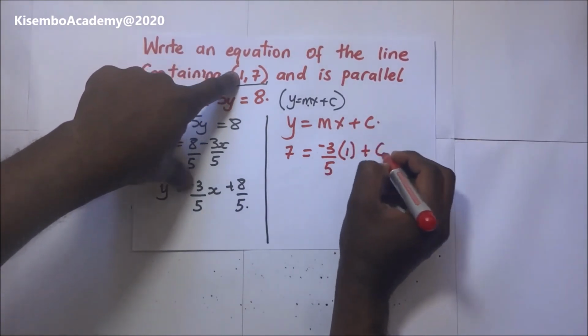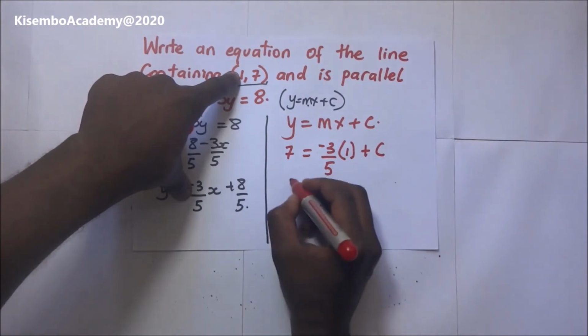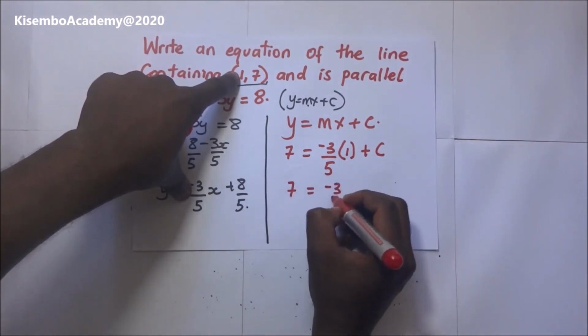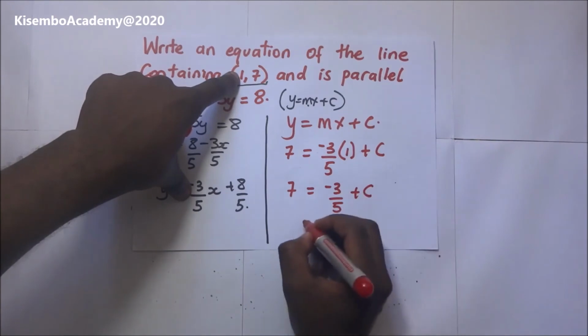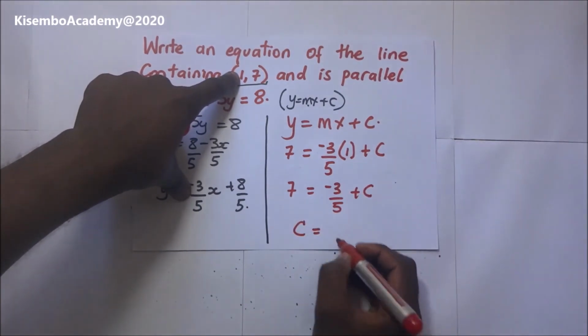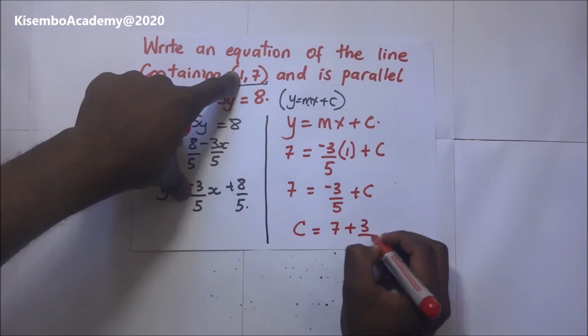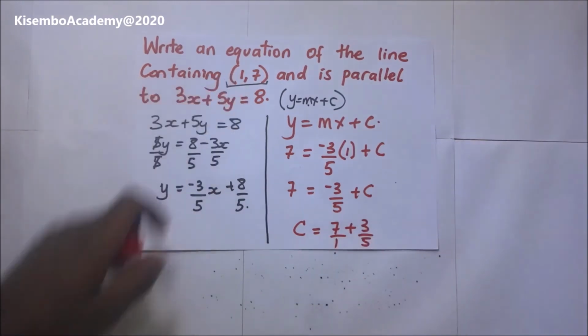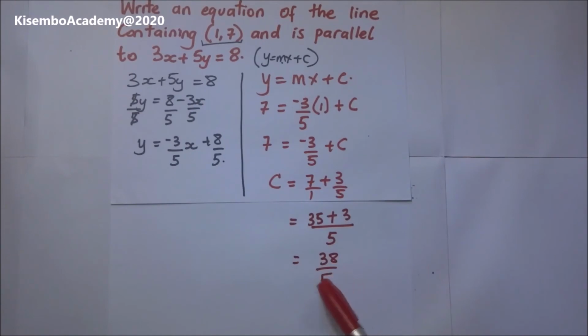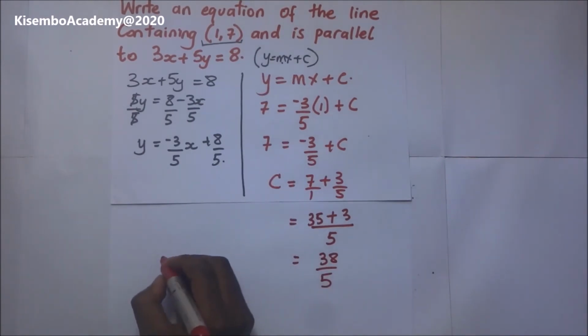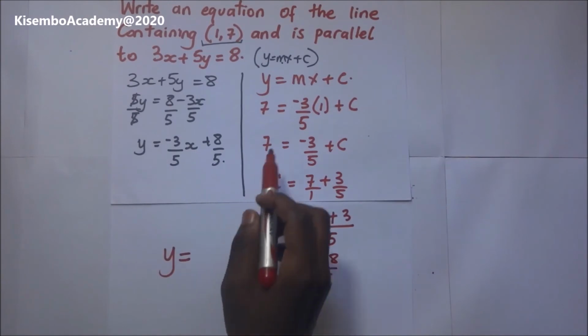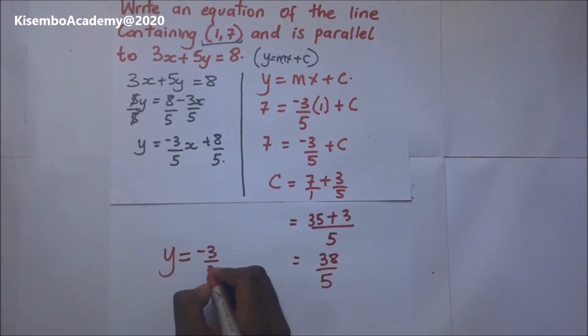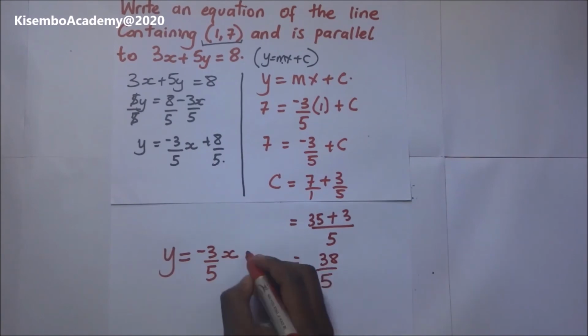So we are trying to look for the value of c. Definitely this is going to become 7 is equal to negative 3 over 5 plus c. When we make c the subject of the formula, c becomes 7 plus 3 over 5. So our value of c is 38 over 5. So our equation is going to end up being y is equal to our gradient negative 3 over 5 x, plus c, which is 38 over 5.